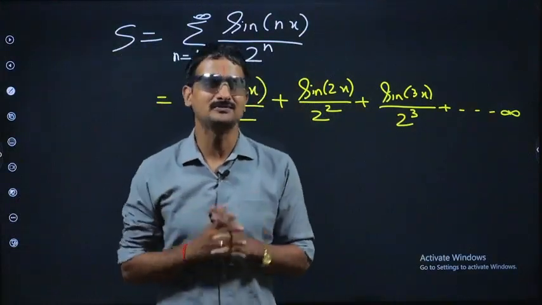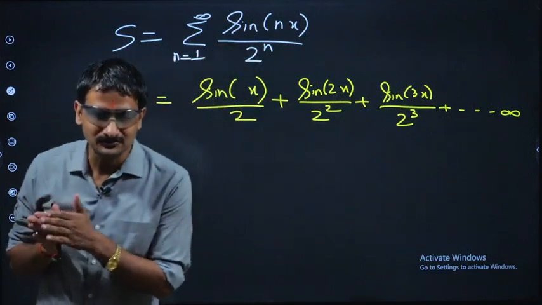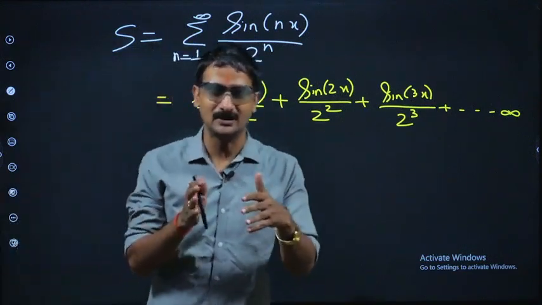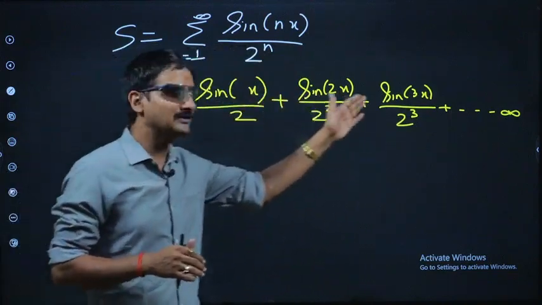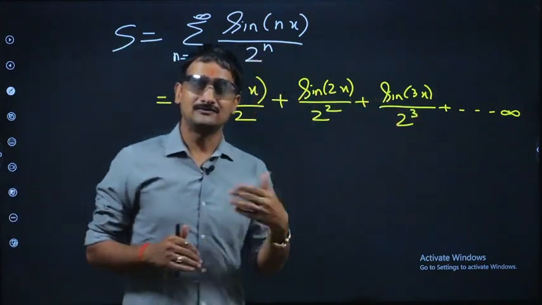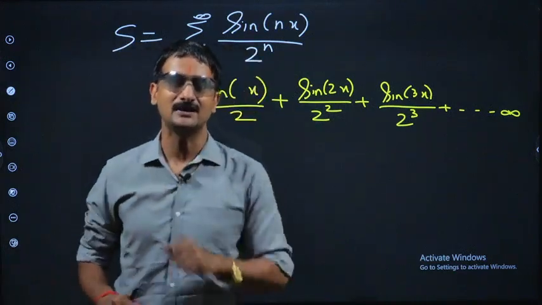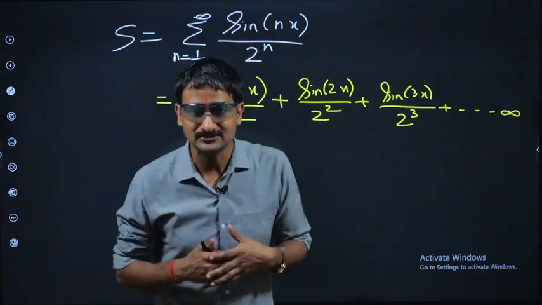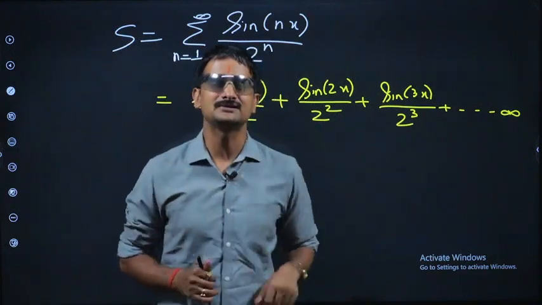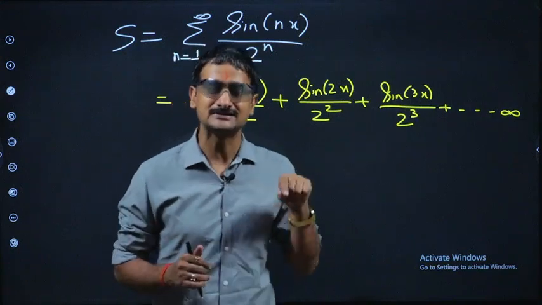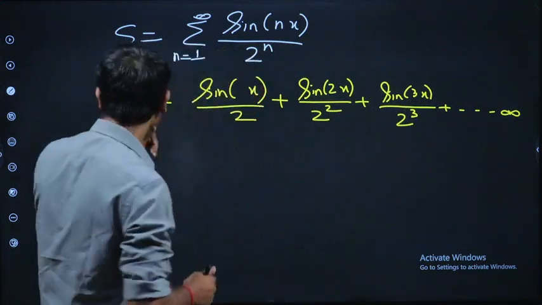The point is that, as I said, we can find a GP in the denominator. But what about the numerator? How will you take care of the change in the angle within sine, and that forms an AP. So the first thing that should strike your mind, and that's how I solved it, is the use of complex numbers and De Moivre's theorem. So what is it?